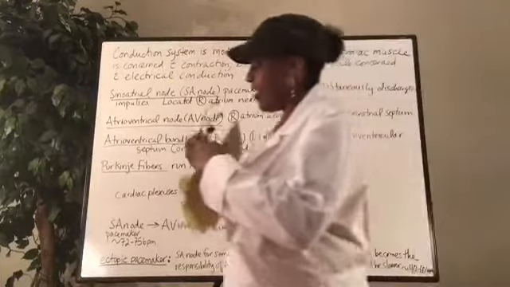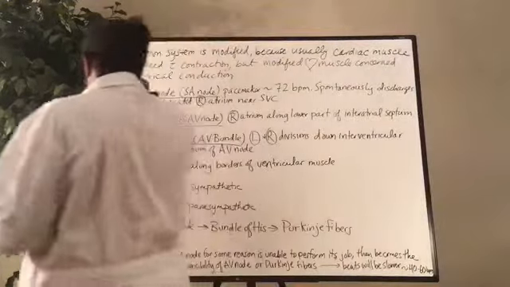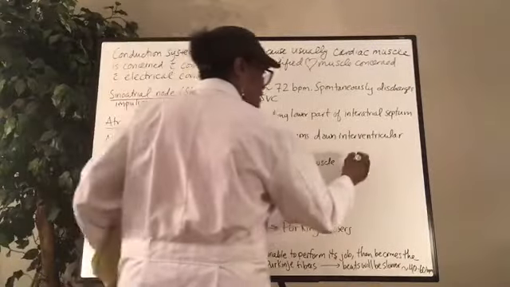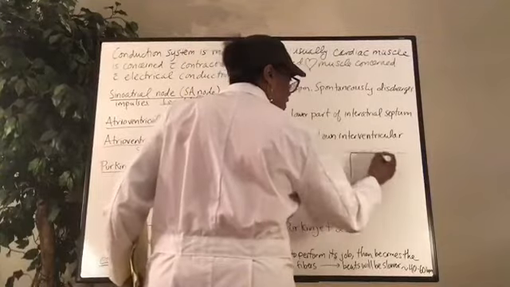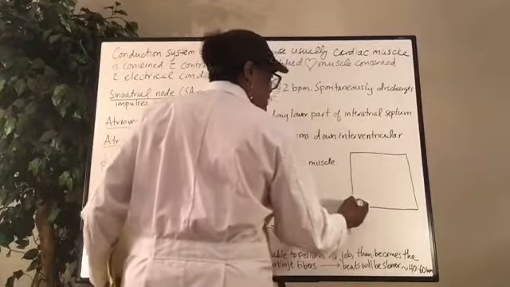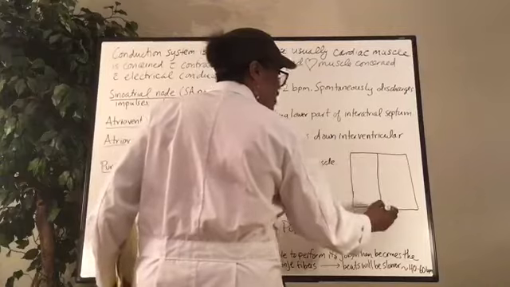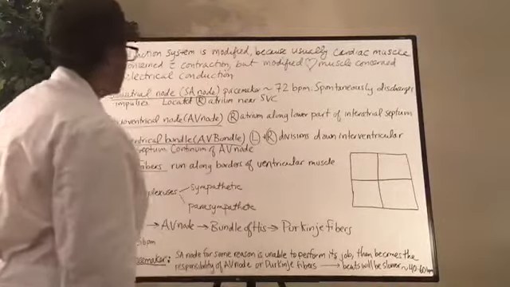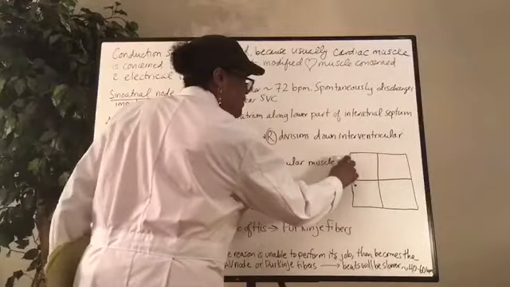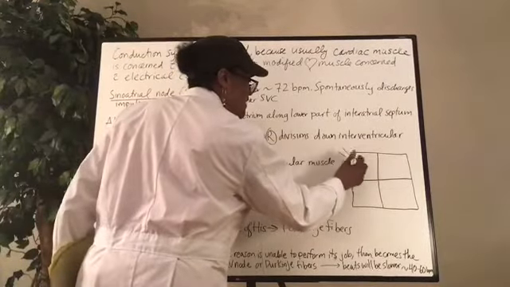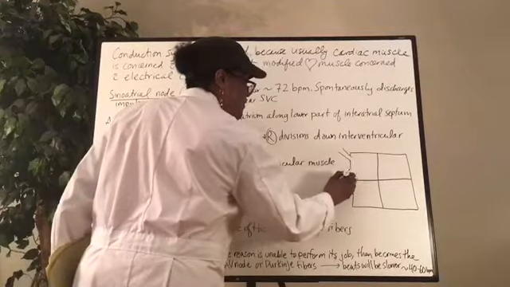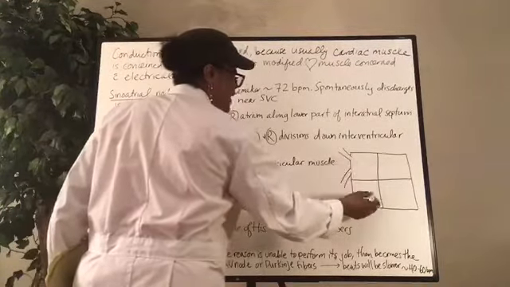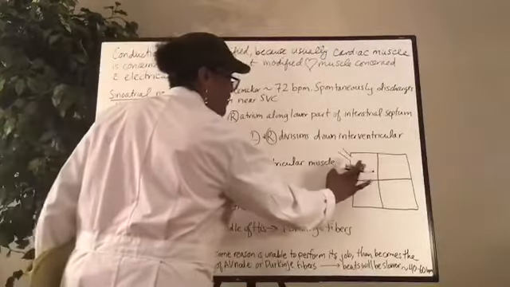Let's take a look at all of this and see if we can get a visual on it. So let's draw our heart. And let's draw the chambers that we know of, right? Let me put the veins in here just for reference. So we know that this is the right atrium, and we know that's the right side of the heart.